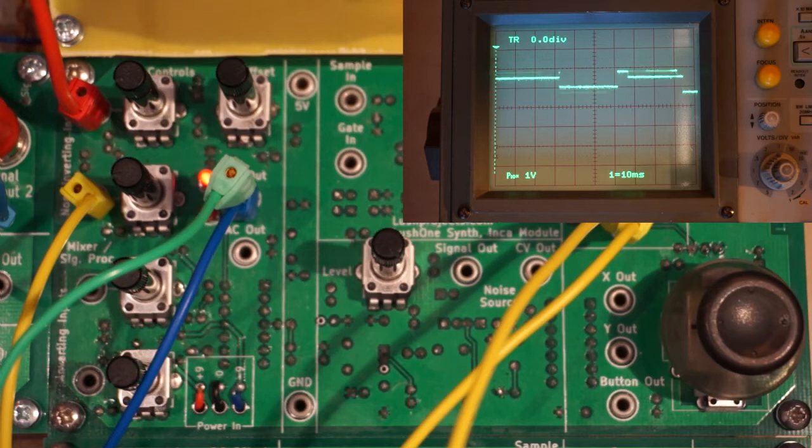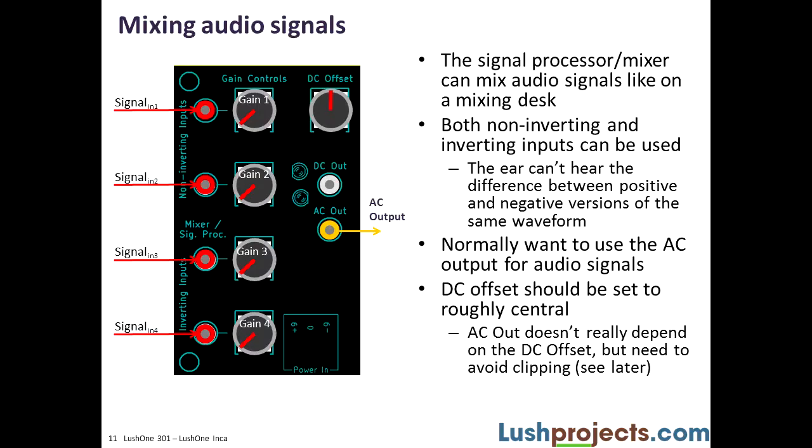And of course it's not limited to control voltages going into the oscillators, you can use it for any control voltage on any of the modules on the LushOne. What we're going to look at next is using the mixer to combine audio signals.